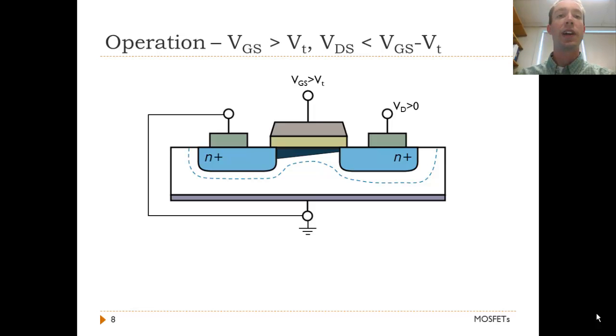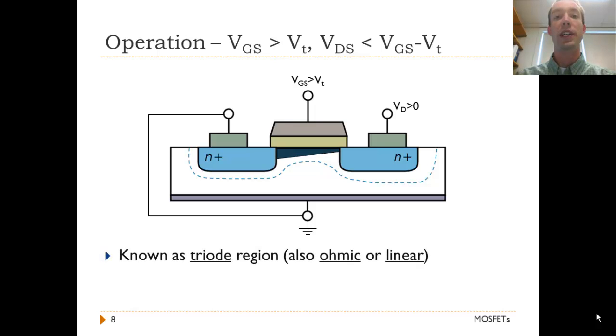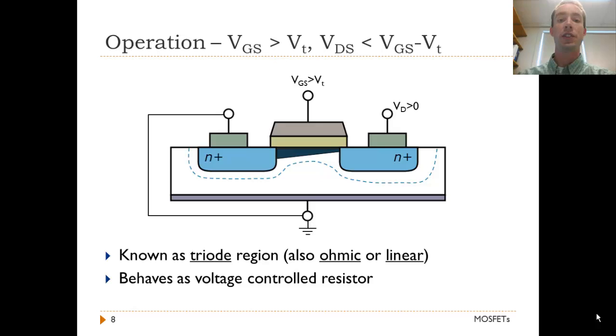In this region, where VGS is greater than VT and the drain source voltage VDS is small, i.e. less than VGS minus VT, the transistor is in the triode region, also sometimes called the ohmic or linear region. These two latter names somewhat correspond to the fact that in this region the transistor behaves as a voltage-controlled resistor, where the voltage VGS controls the resistance of the resistor.